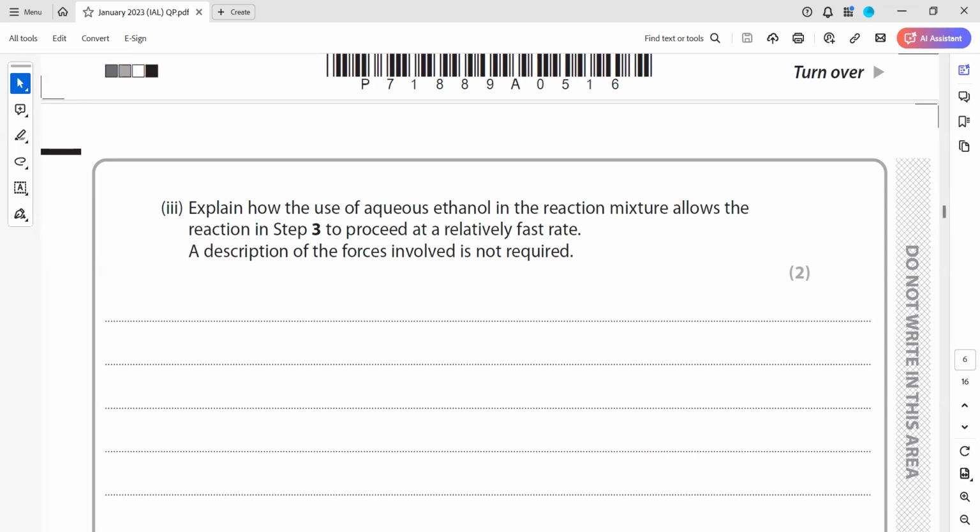So what you will mention as a point is that alcohol can dissolve or mix with aqueous sodium hydroxide. Alcohol can also dissolve 2-chloro-2-methyl propane. So as a result, the two reactants can mix in the solvent and react. Otherwise, if we use 2-chloro-2-methyl propane and aqueous sodium hydroxide, they are immiscible. So as a result, it will form two layers. But in this case, it does not form two layers.